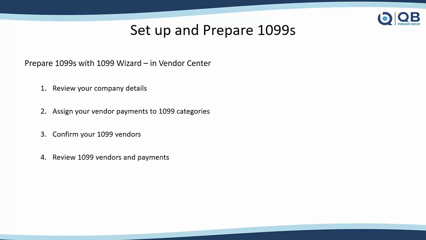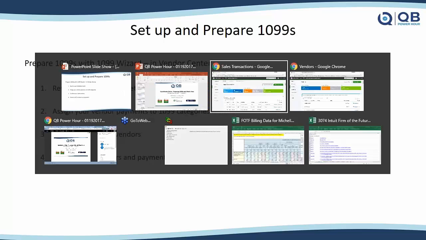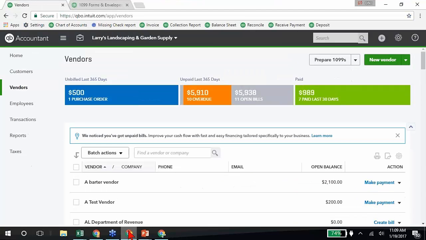You'll confirm which 1099 vendors need to get a form. You can review those vendors and payments, and then you can e-file them, or you could also do them manually, but I recommend just e-filing them. So let's go ahead and get into QuickBooks Online and take a look at this. I am going to go into this sample company that we've got here.